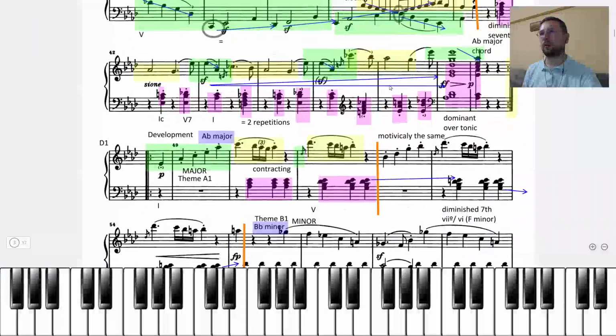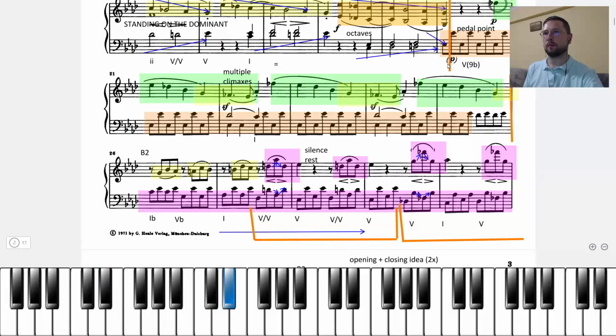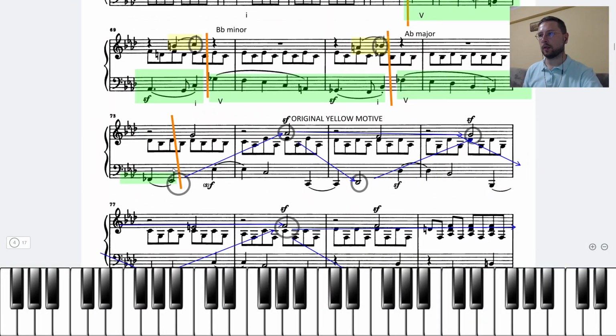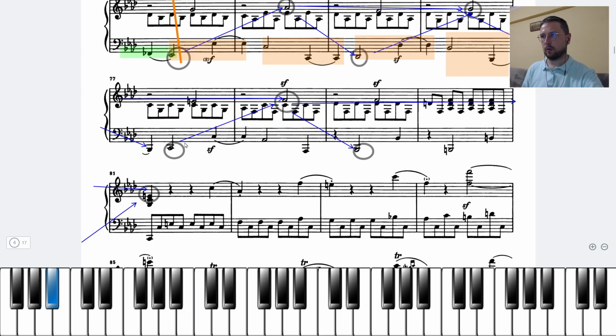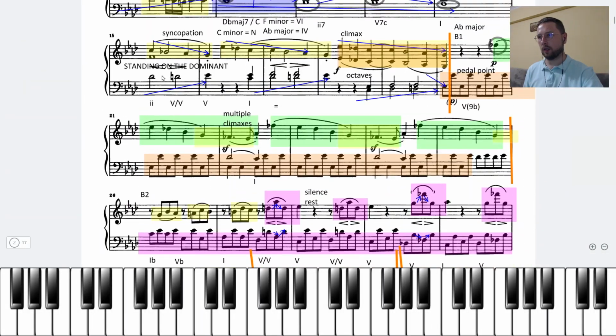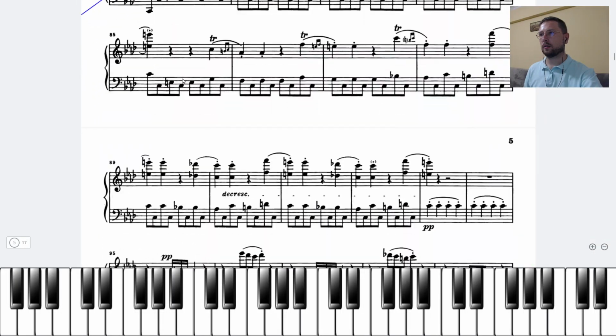Remember, the orange motive is the one that we had here. Those octaves, right? So Beethoven is playing with octaves. And at the same time, this is syncopation. Where did we see the syncopation? Well, the syncopation was here. We had that syncopated rhythm, and now it's here.